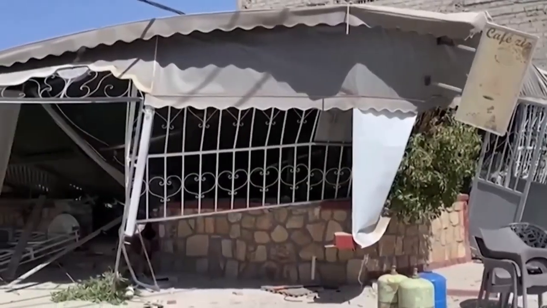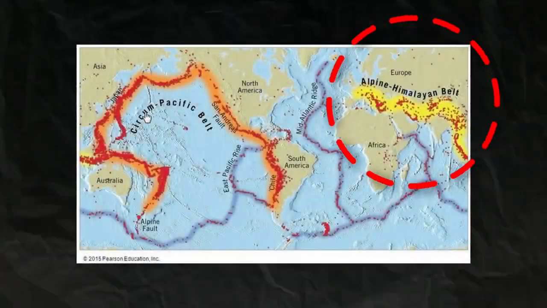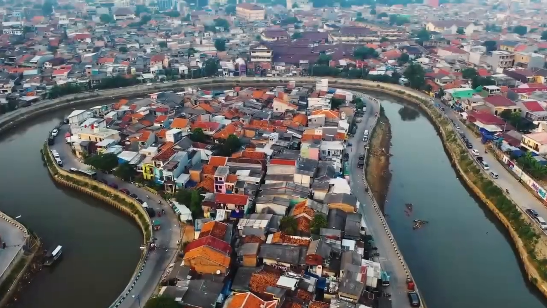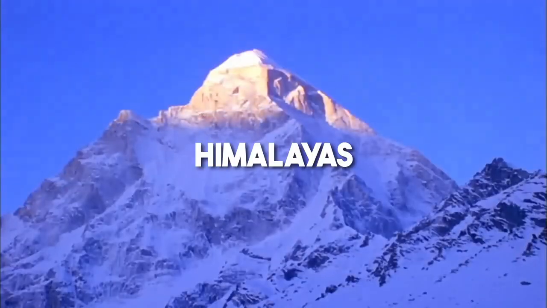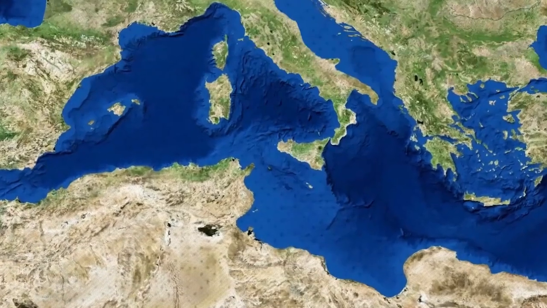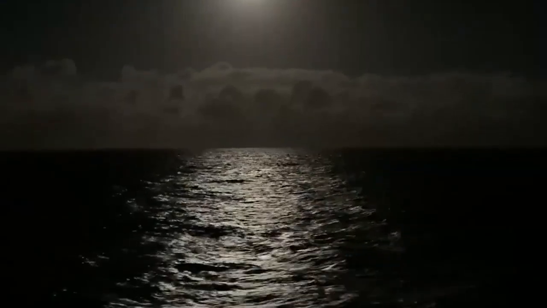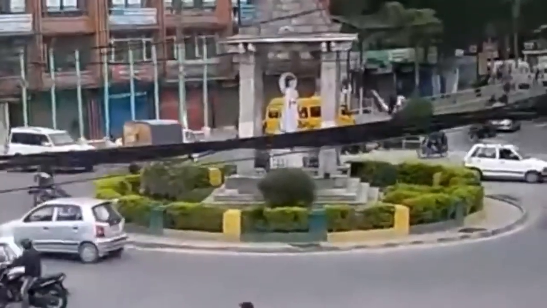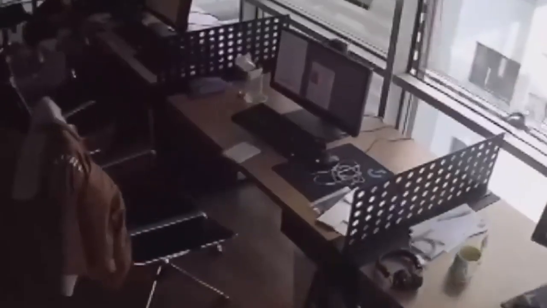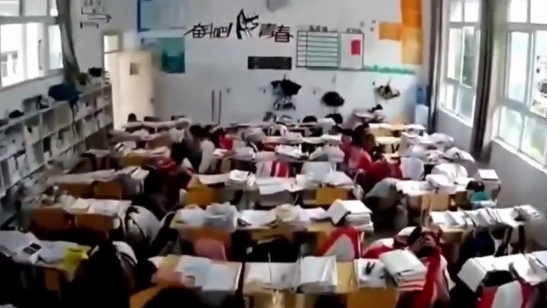The Alpide Belt is the next one, and it extends all the way from western Indonesia into the Himalayas, all the way into the Mediterranean, and finally into the Arctic. 17% of the world's most powerful earthquakes are recorded to have occurred in this region. However, regardless of this, earthquakes can take place in any part of the world.